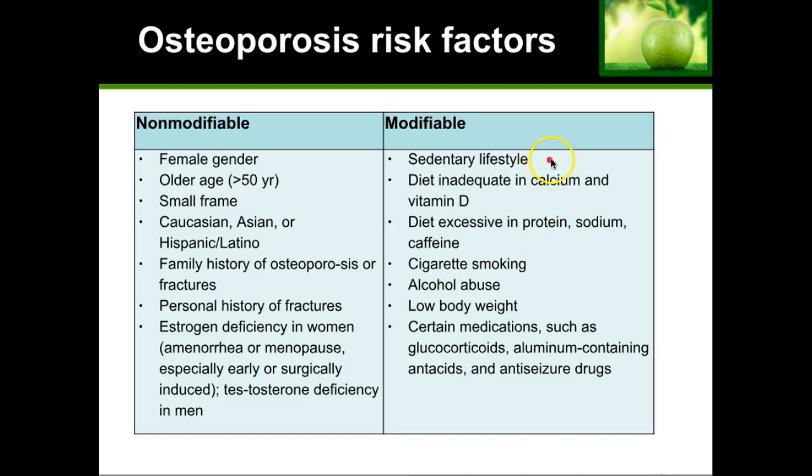An active lifestyle can help prevent osteoporosis. Adequate diet with calcium, magnesium, vitamin D is essential to prevent or delay osteoporosis. Eating sufficient protein, but avoiding excessive protein and excessive sodium and caffeine. Cigarette smoking is a risk factor for osteoporosis. Don't smoke cigarettes. Alcohol abuse, low body weight can result in low bone density, and certain medications can also result in low bone density. You should talk to your doctor if you're taking a medication that might lower your bone density.